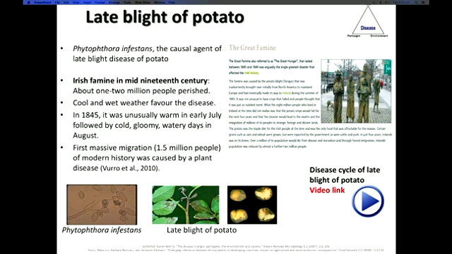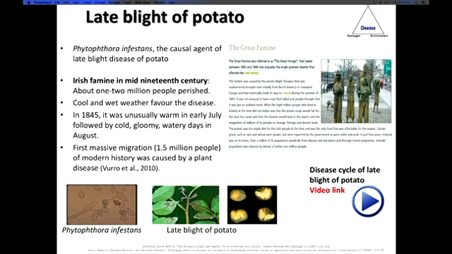And if you take a look, it started in 1845, and that disease continued for 4 to 5 years. And the Irish people solely depended on this potato crop. They were not thinking about any other crops. Every year they were cultivating only a single crop, collecting the seeds and the potato tubers, and their food and everything completely depended on that particular crop.